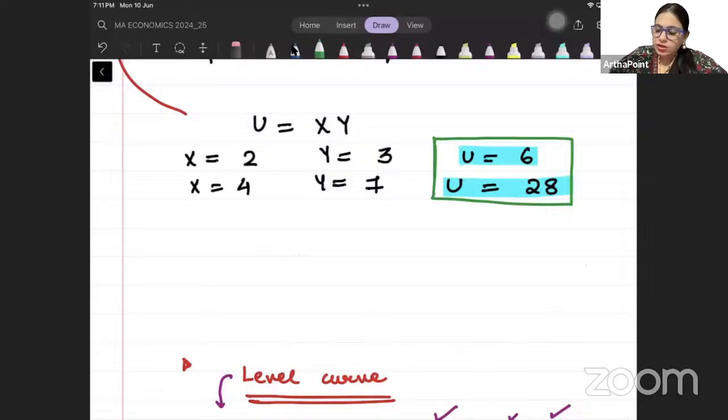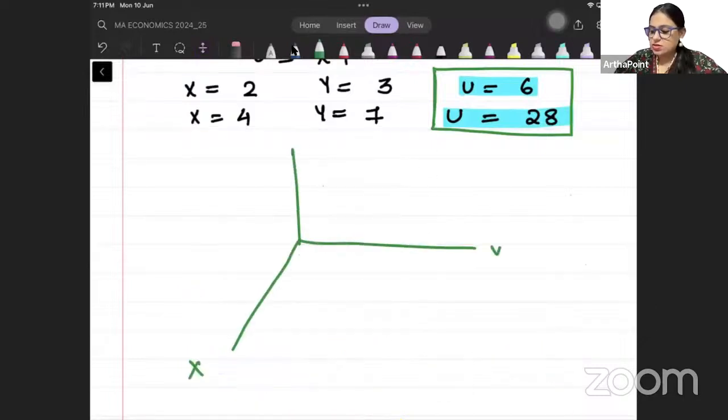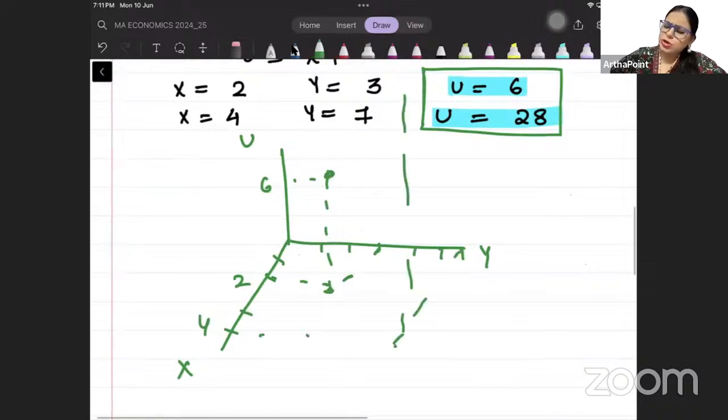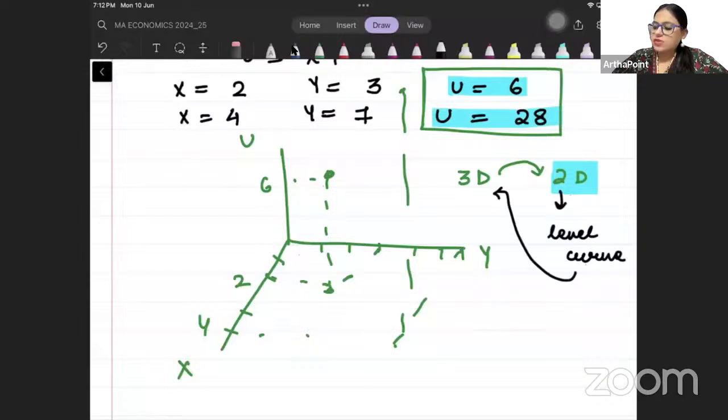I somehow want that this 3D diagram that I have got, this is X, this is Y, this is utility. You take X as 2, you take Y as 3, you get utility at 6. Similarly, you take X at 4, you take Y at 7, somewhere you get utility at 28. You are getting a 3D kind of diagram, which is very difficult to interpret. So whenever we get such diagrams, we want to convert a 3D figure into a 2D figure. And this 2D figure that we get is called the level curve of the 3D figure.